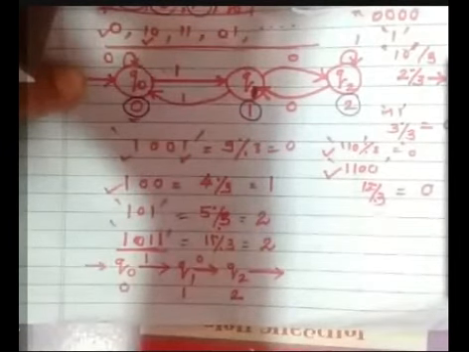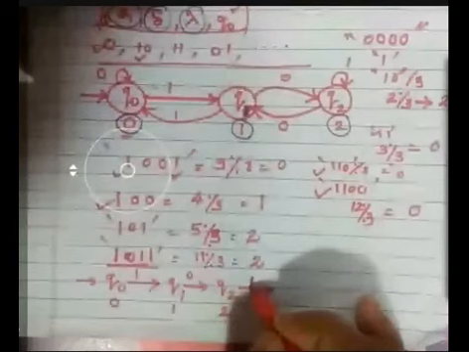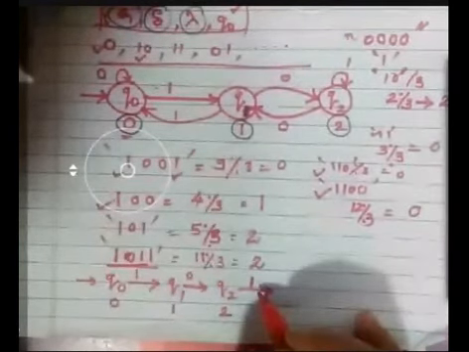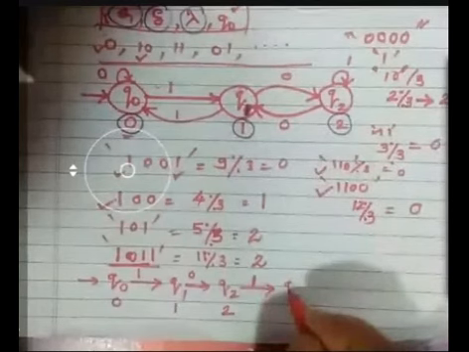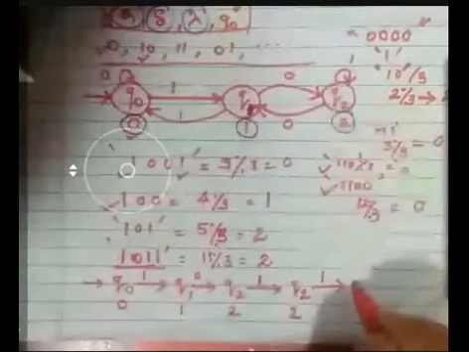Next, the symbol is 1. Q2 on 1 moves to Q2. Right? So here I am writing output as 2. Next, 1, 0, 1, 1, again 1. Right? So Q2 on 1 moves to Q2. So again I am getting output as 2.